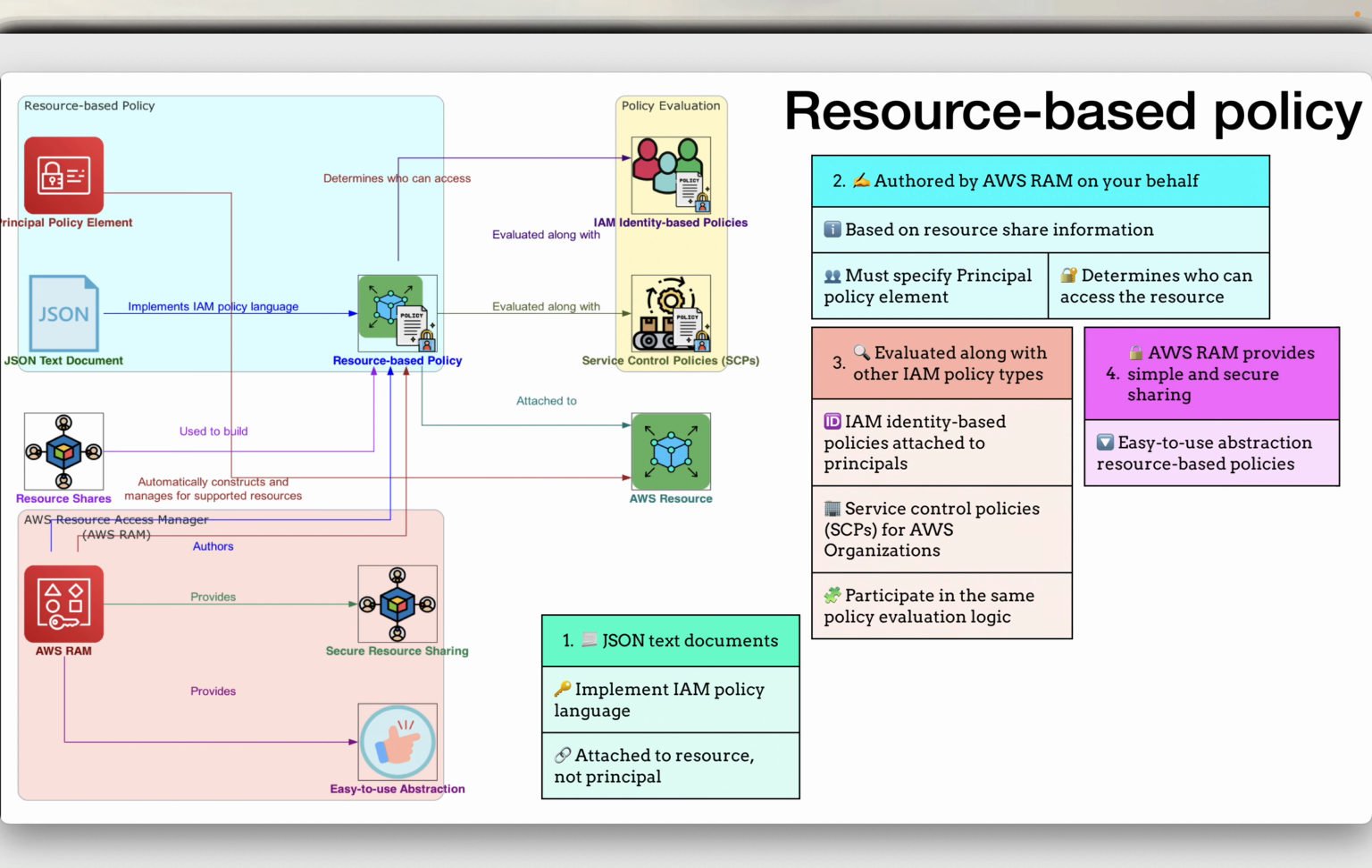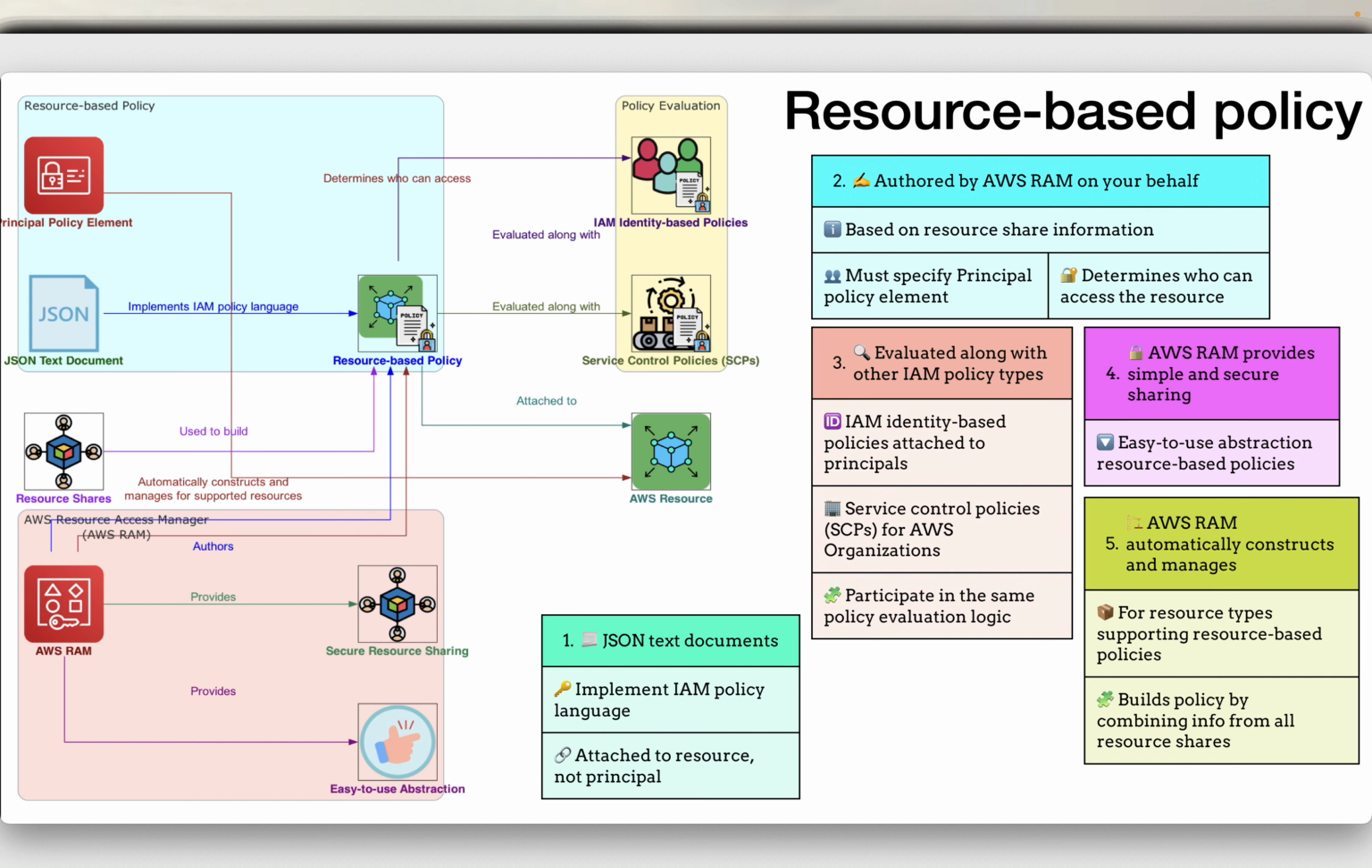And AWS RAM provides a simple and secure resource sharing experience by providing easy to use abstraction of resource based policies. For those resource types that support resource based policies, AWS RAM automatically constructs and manages the resource based policies for you. For a given resource, AWS RAM builds the resource based policy by combining the information from all of the resource shares that include that resource.